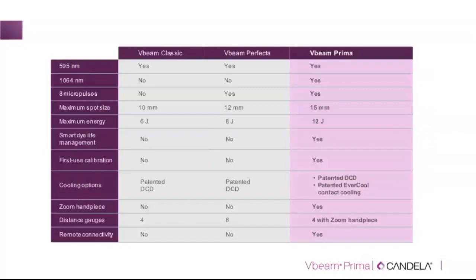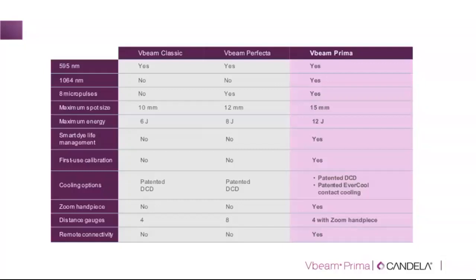And for those of you who are familiar with the Vbeam Perfecta, this table once again illustrates some of the key differences between the Vbeam Perfecta and the new Vbeam, the Vbeam Prima. So we still have the 595, but with the Vbeam Prima we have the addition of the 1064. We have a large spot size, 15 millimeters. We have higher energy and maximum fluence of 12 joules. We have more efficient dye that we are able to track, and we have two methods of cooling, the existing DCD in the Vbeam Perfecta, as well as the Evercool, which is the term used for contact cooling.